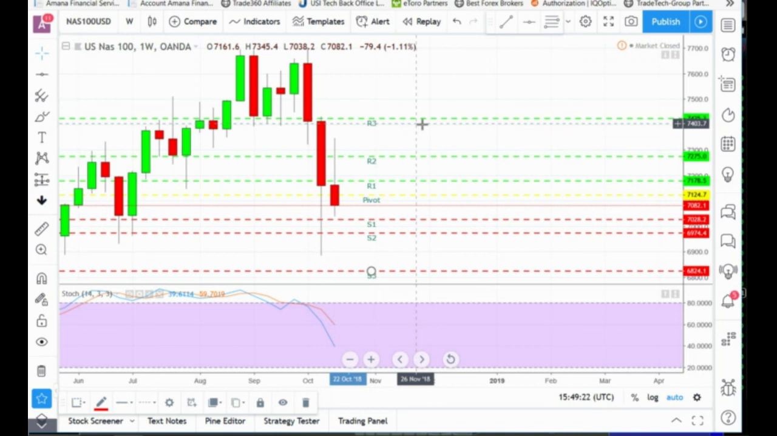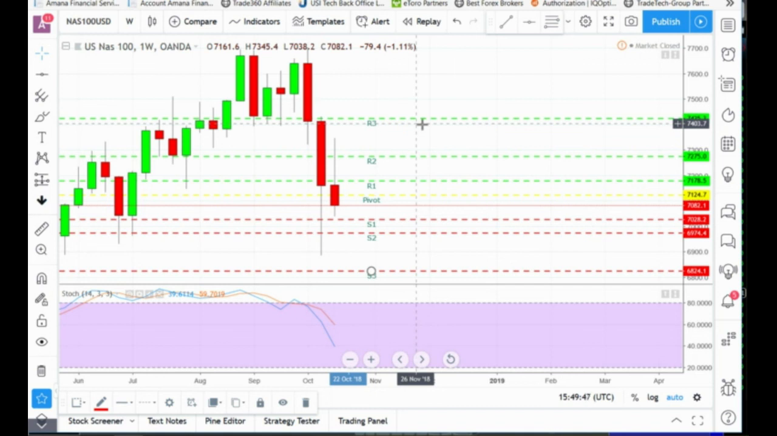Starting with our last pair, which is NAS 100 or Nasdaq, the pivot is at 7124, and the closure for the last week was 7082.1. I can expect that it will have a bearish momentum as it's dropping. The dollar is getting stronger as well, and we can see all the shares and the US stocks are also bearish.